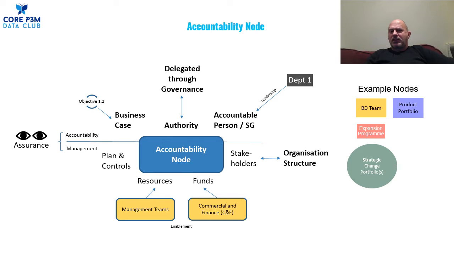This is the definition of accountability node: essentially a business case, authority, accountable person, plan and controls, resources, funds and stakeholders.